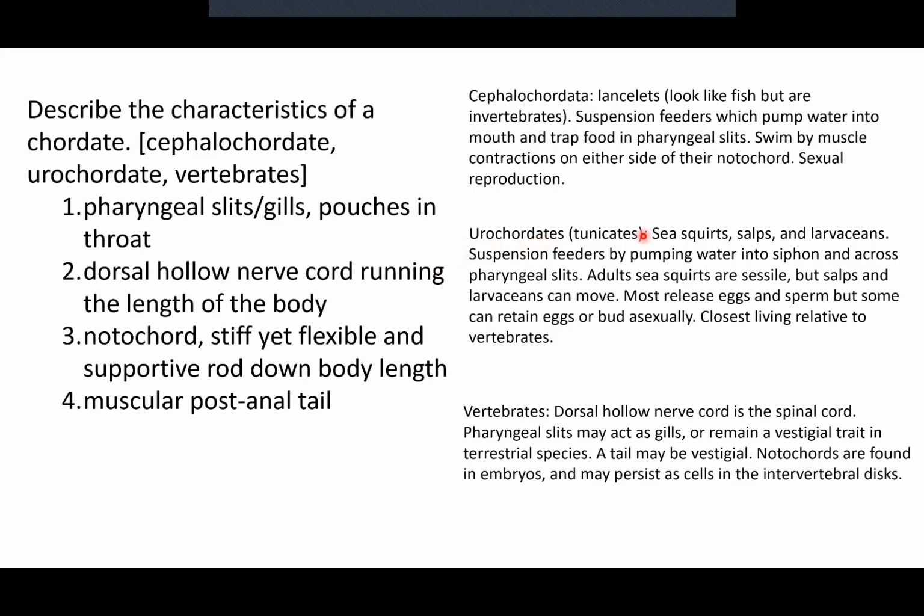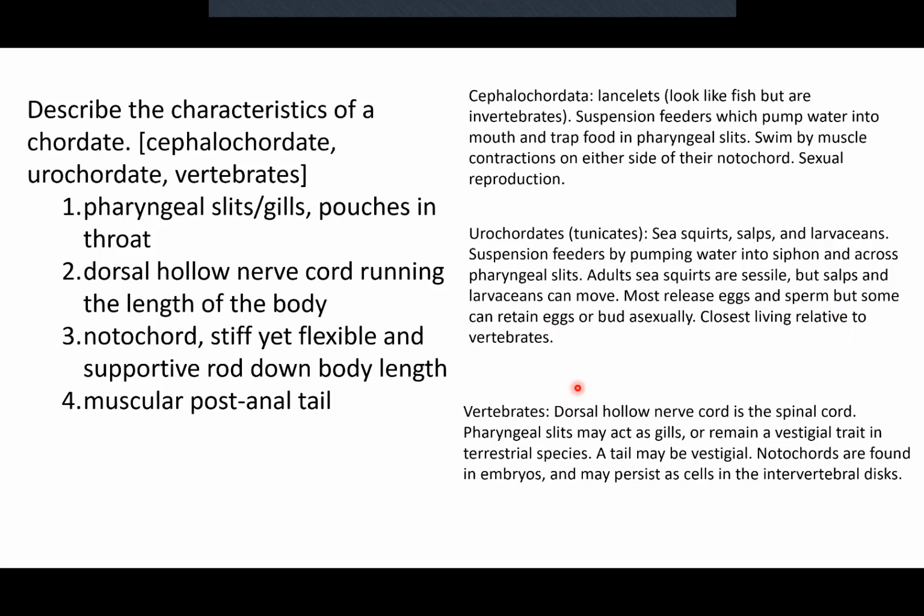The Urochordates are the sea squirts, the salps, and the larvaceans. Suspension feeders again, they pump water into their siphon and across the pharyngeal slits. Adult sea squirts are sessile, but salps and larvaceans can move. Here we talk about their reproduction. Most can release eggs and sperm, but some can retain the eggs internally, or they can reproduce asexually. And these are the closest living relatives to the vertebrates.